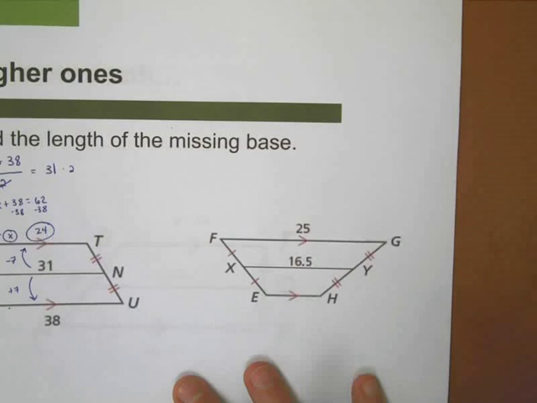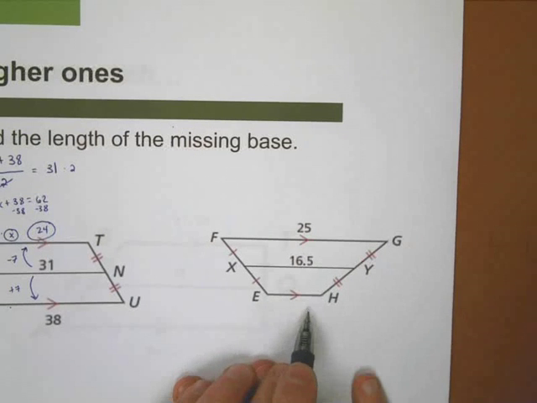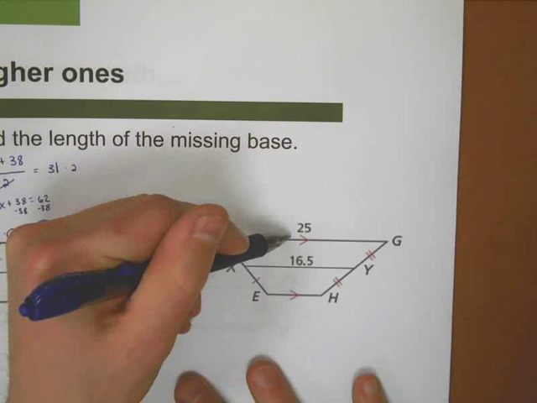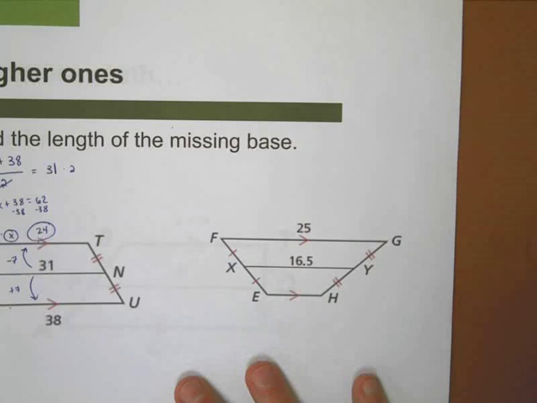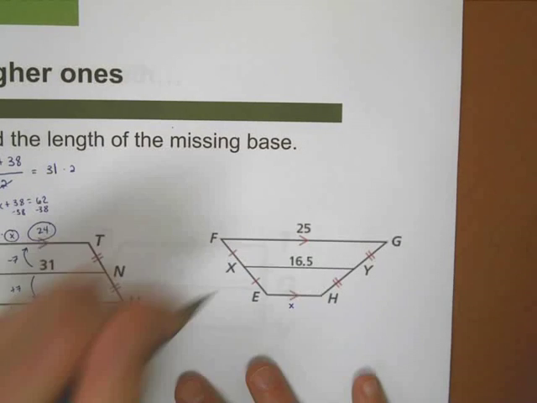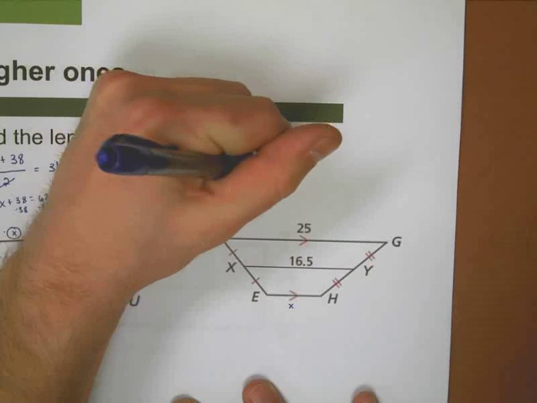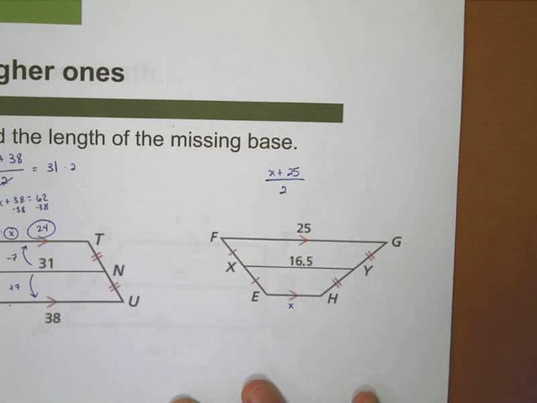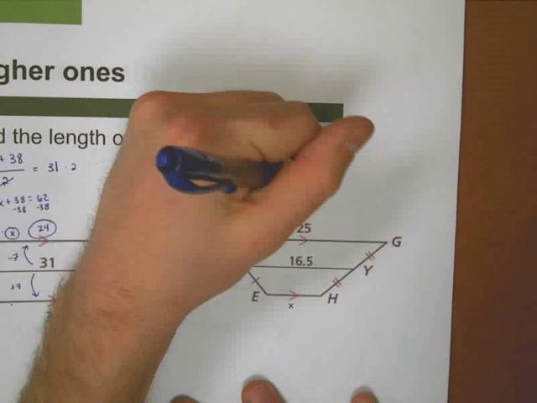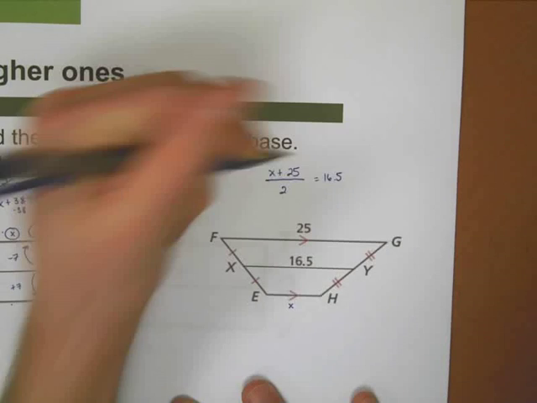Let's do it on this one here. Okay? Find the length of this missing base. Well, I could just say, listen, how much am I going up to get to 25? I'm going to go down by that amount. Or let's just do it the other way. Okay? Let's say that this is x. If I average x and 25 together, the bases, so if I add x and 25 up and divide by 2, I better get a 16.5.